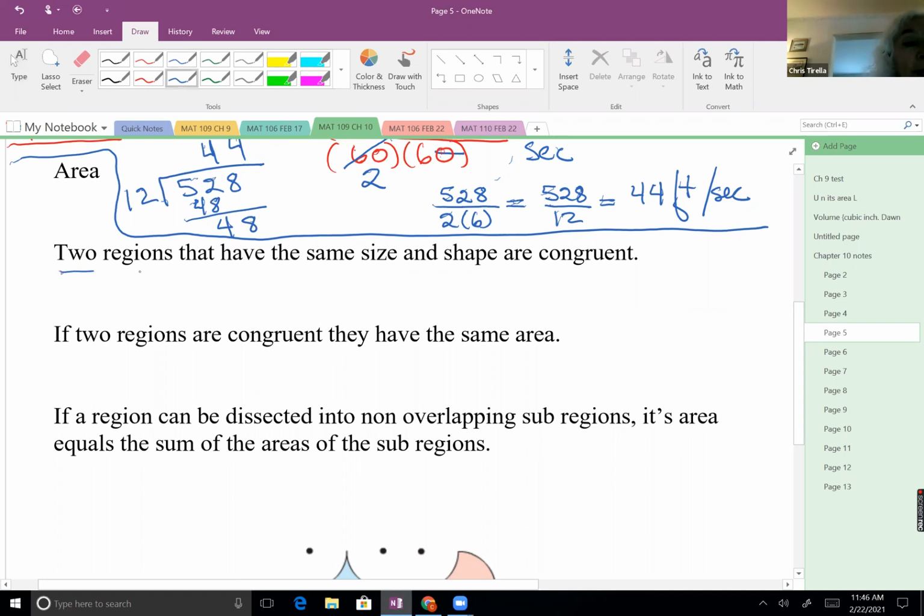We say that two regions that have the same size and shape are congruent. That's how we define congruent. Congruent, again, the symbol for congruent.